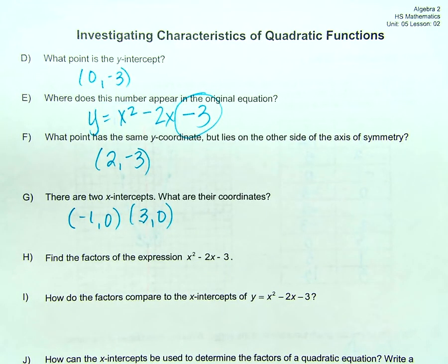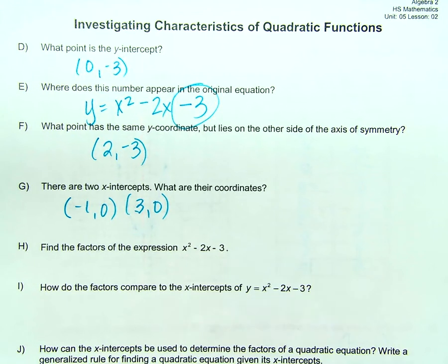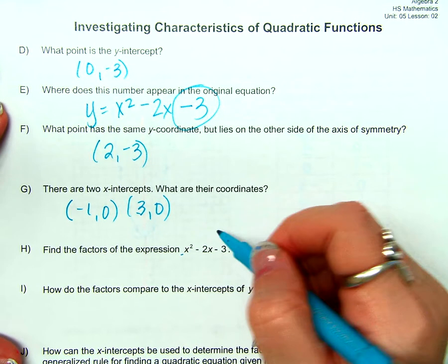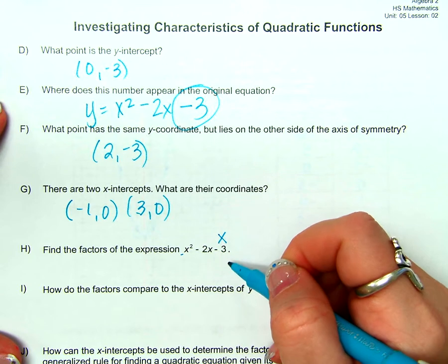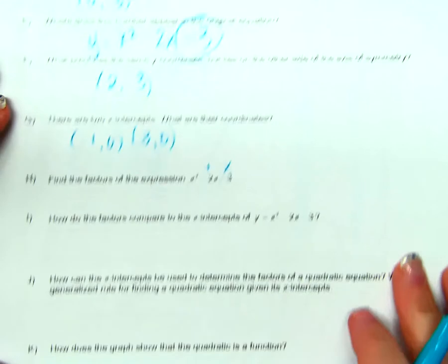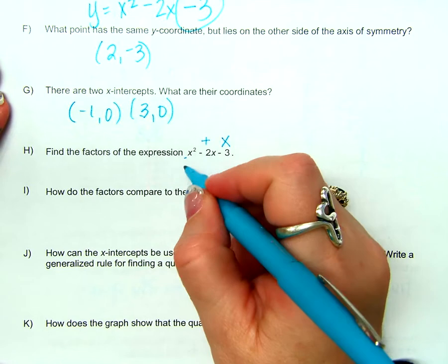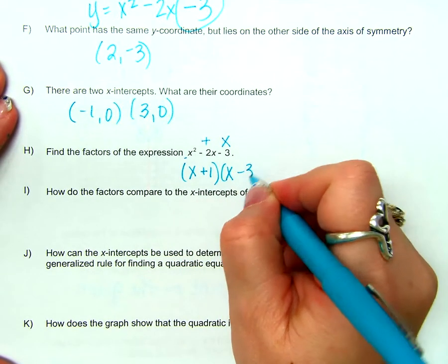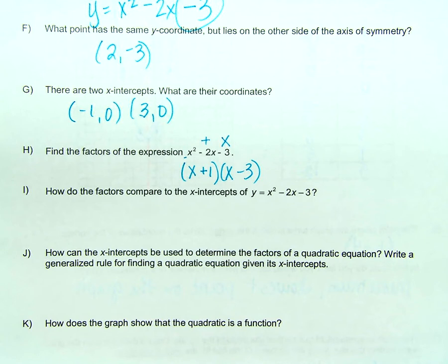Find the factors of this expression. Leading coefficient is 1, so it multiplies to be -3, adds to be -2. Very good. What is that? X plus 1, x minus 3. How do the factors compare to the x-intercepts?